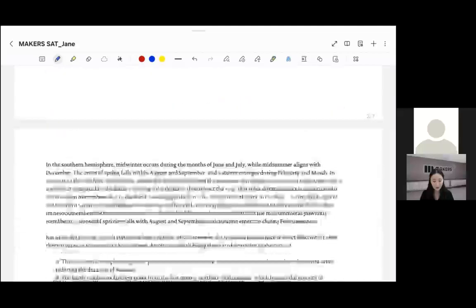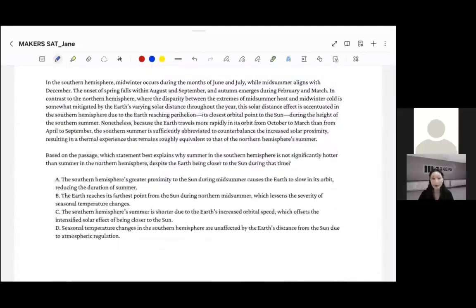Now we're going to move on to the next question. This is our last reading question. So in the Southern Hemisphere, midwinter occurs during the months of June and July, while midsummer aligns with December. The onset of spring falls within August and September, and autumn emerges during February and March.